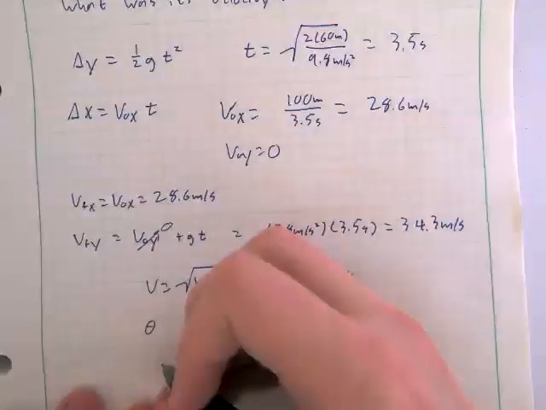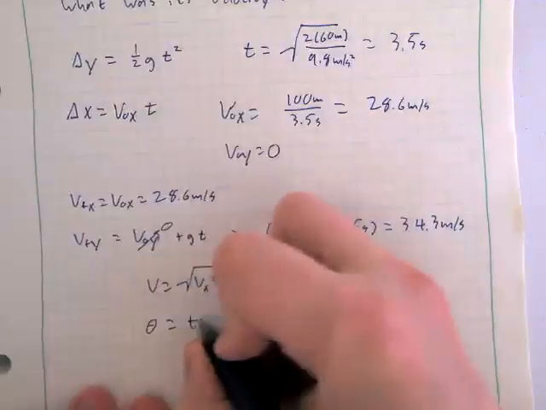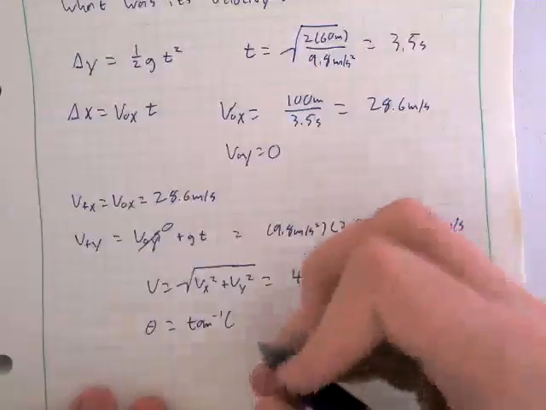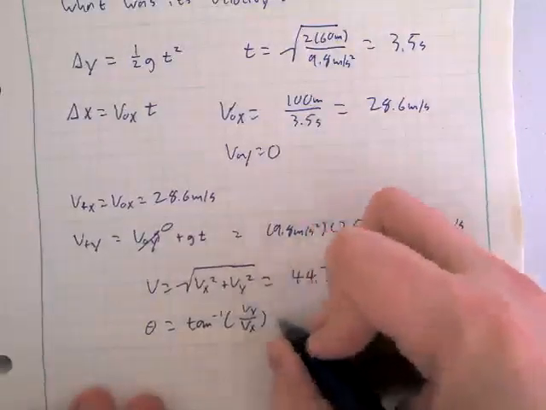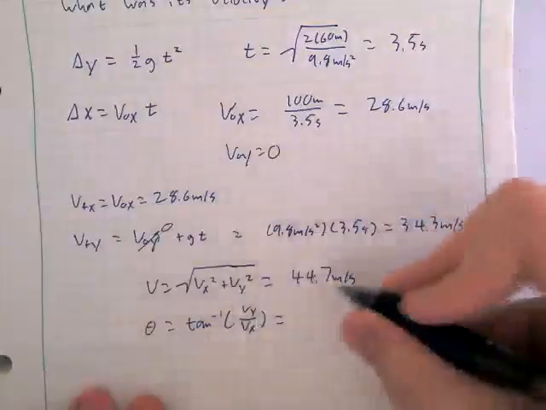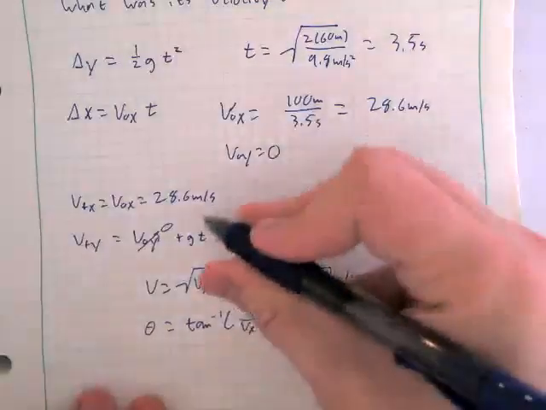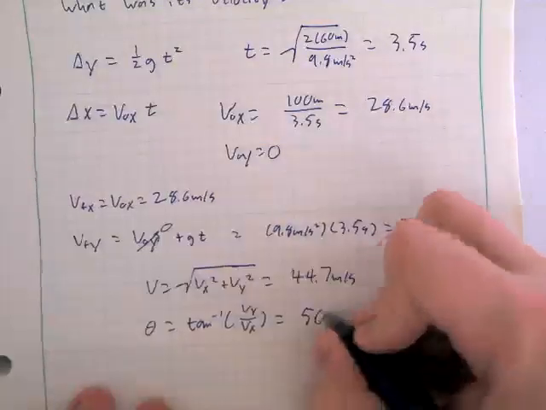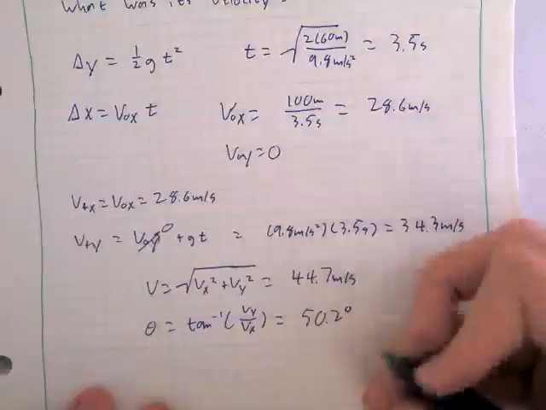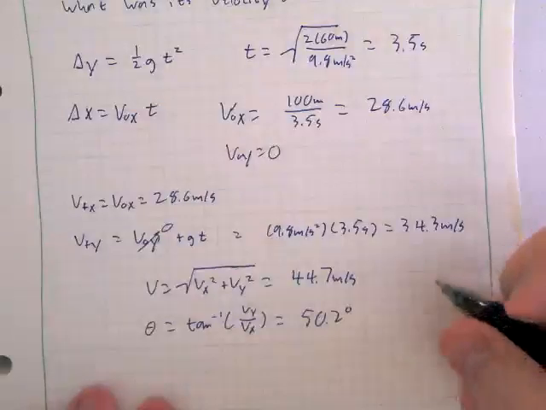And then the angle that this hits at, again, we didn't specifically ask for it in the problem, but I'm just going to go ahead and show you how to do it just in case. The angle equals the inverse tangent of vy over vx. In this case, vy is your 34.3, vx is your 28.6, and what you should get is about 50.2 degrees. And this is 50.2 degrees below the horizontal, right?